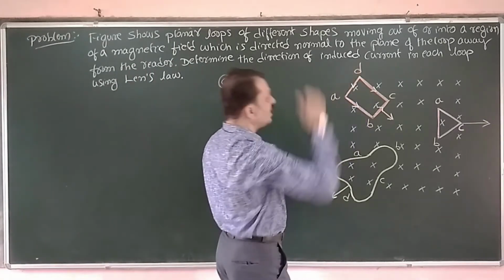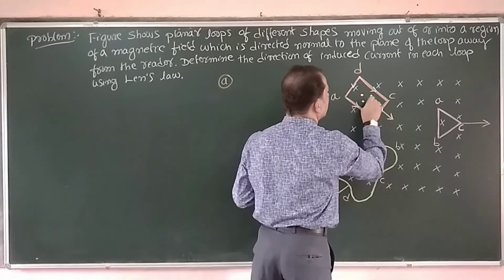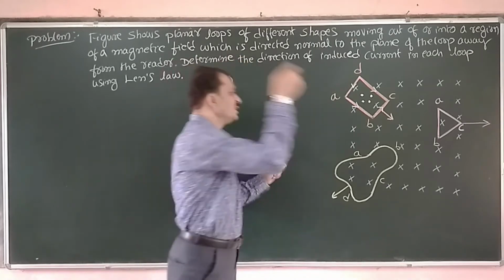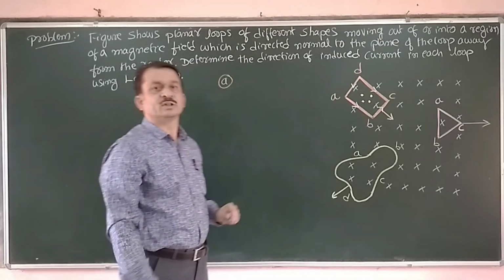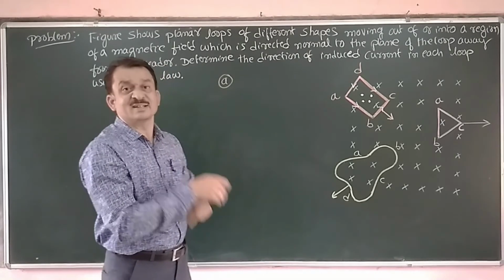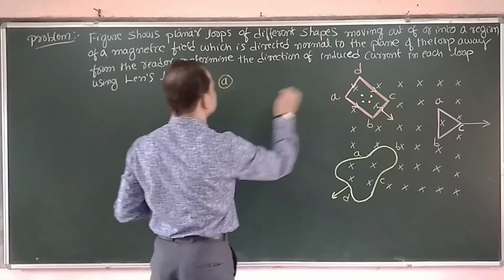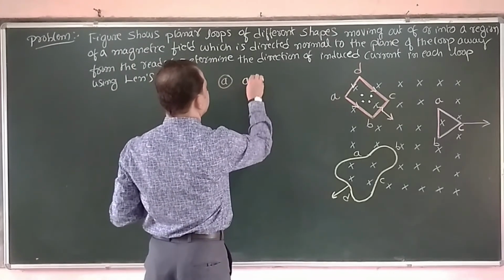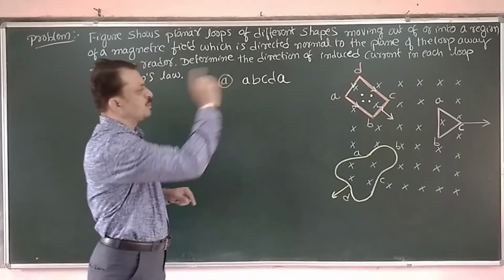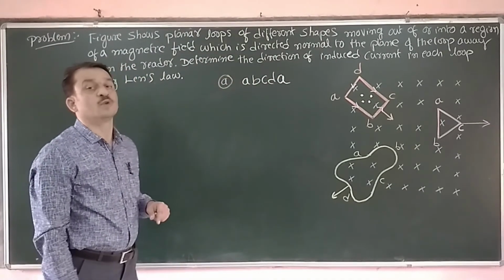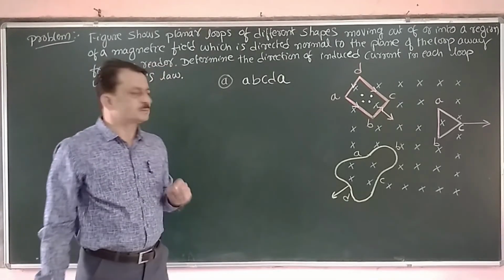Therefore, the magnetic field due to this induced current should be a dot. The applied field is into, the induced field is coming out. Therefore, the net field decreases according to Lenz's law, and hence the path of the current in that rectangular loop is A, B, C, D, A. Along this path, the current is flowing. Clear? In a similar way, take the second path.